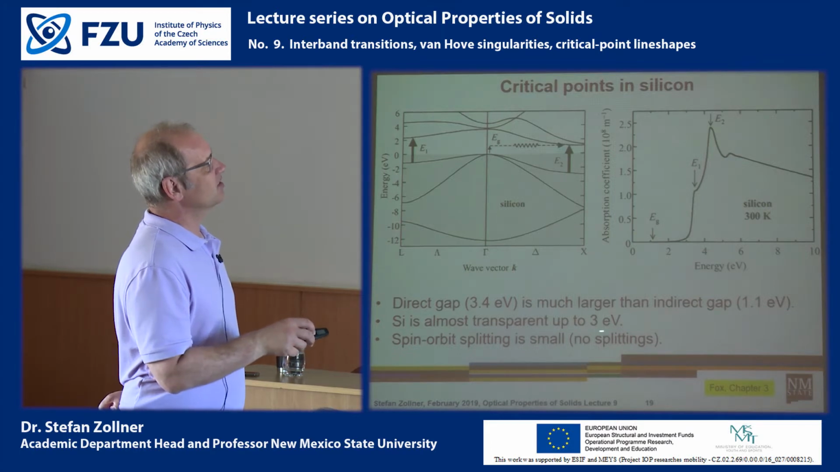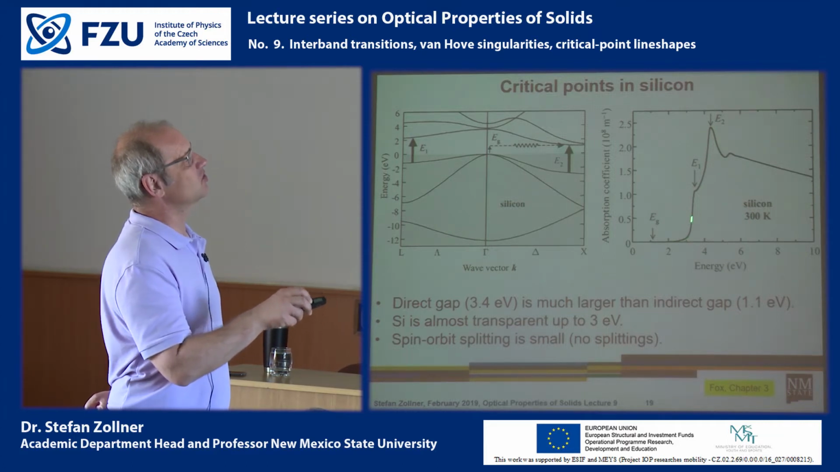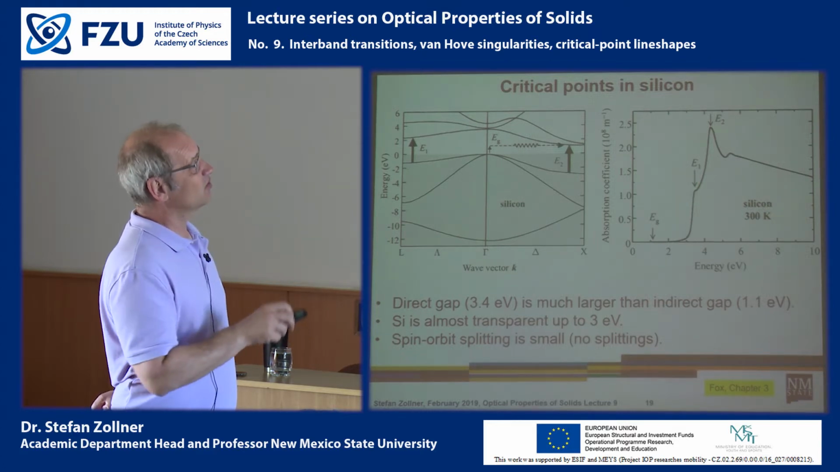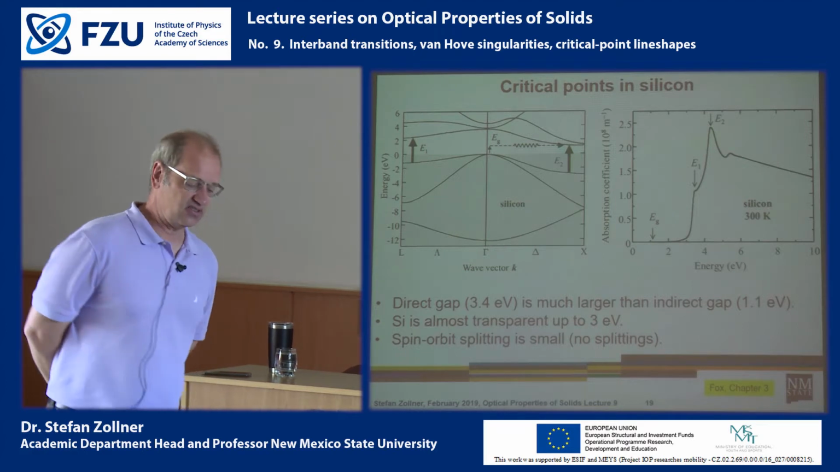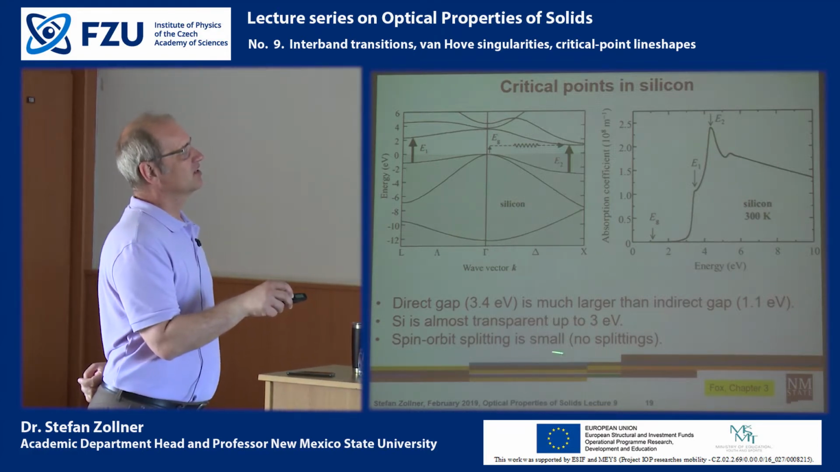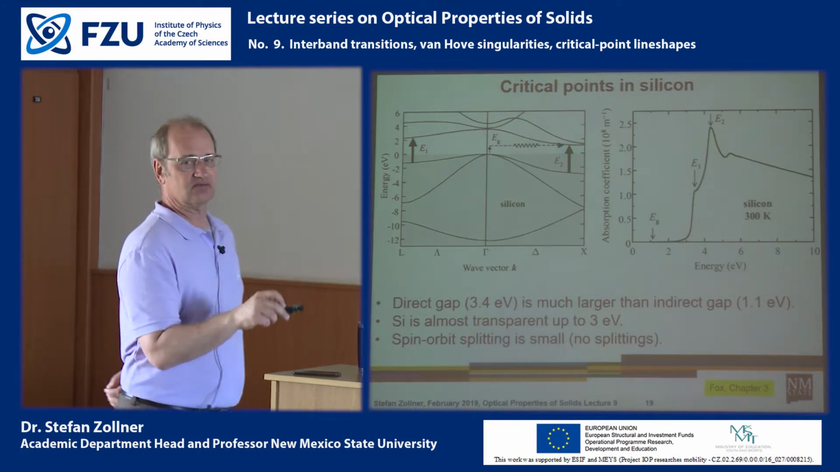So silicon is almost transparent up to 3 eV, where only indirect transitions are possible. And then we see this sharp rise at the onset of the E1 transitions. And of course, because this is silicon, the Z number of silicon is very small, and therefore we see basically no spin orbit splitting in silicon.